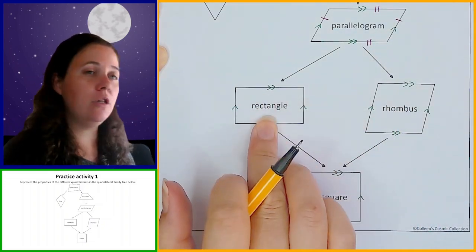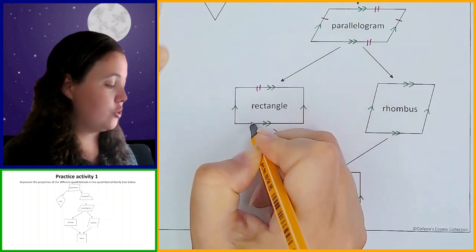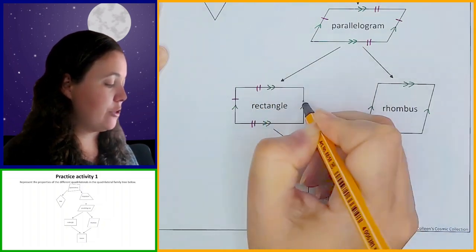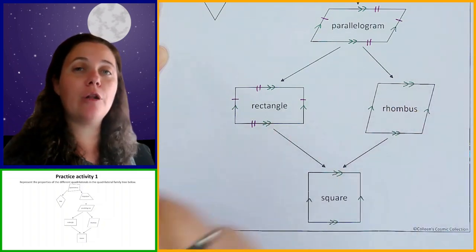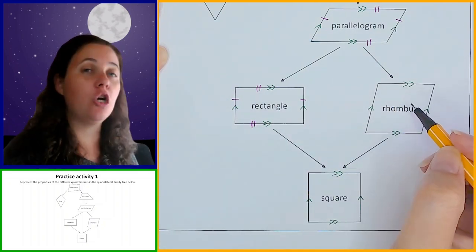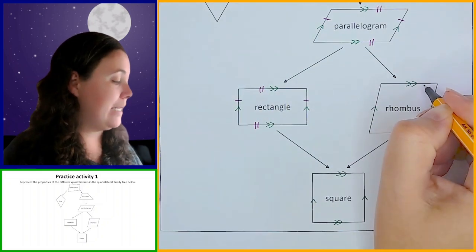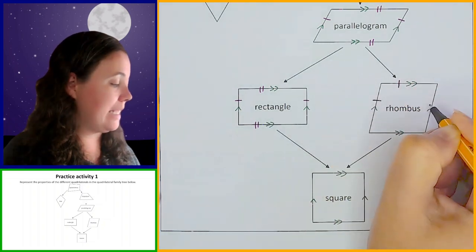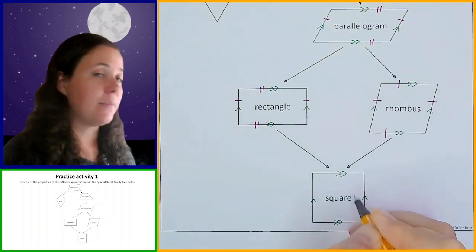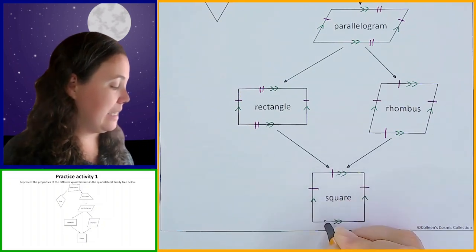A rectangle is exactly the same as that, okay? Also, two pairs of opposite sides that are equal in length. A rhombus and a square also have that, but they're a little bit more special because it's not just opposite sides that are equal, all of the sides are equal in a rhombus and a square. So I can say that this side is equal to that side, and that side, and that side. And for a square, the same thing. This side is equal to that side, and that side, and that side.